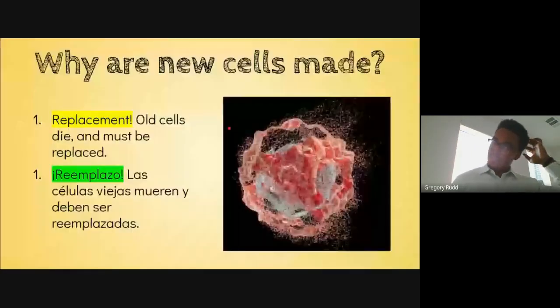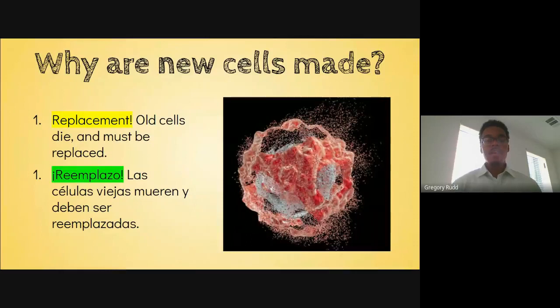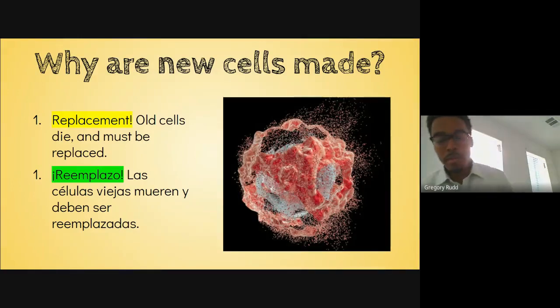Okay. All right, so why do we need to make new cells? Ayana said that we need to make new cells because old cells die. So really, all you need to write here is just replacement. Why are new cells made? One, replacement. Old cells die and must be replaced.